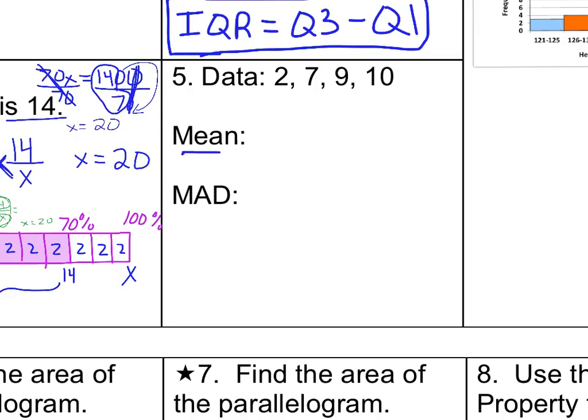Okay, so to find the mean, we add up the 4 numbers and divide by how many there are. And to find a MAD, we figure out how far each number is from that mean.